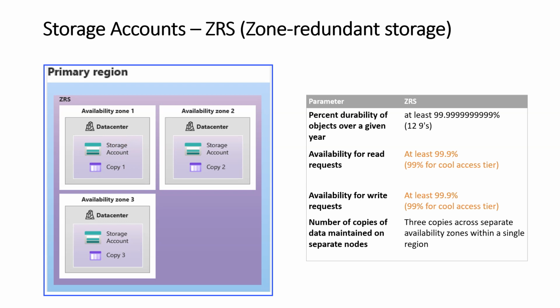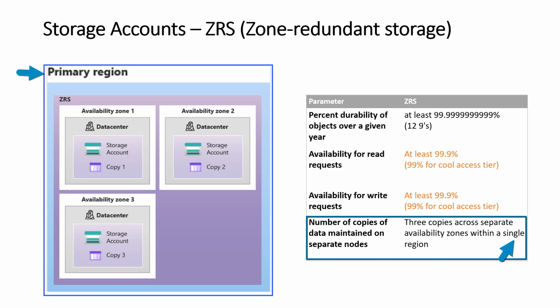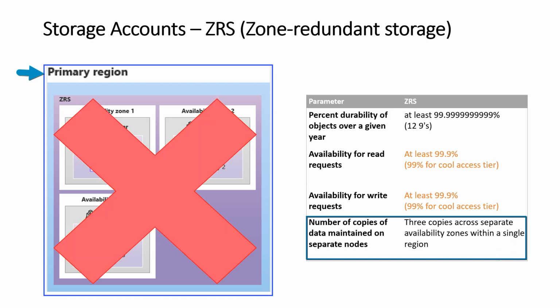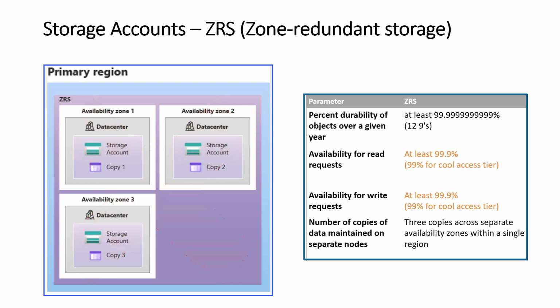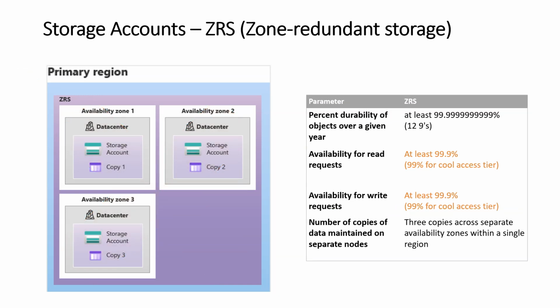So for the parameters of zone redundant storage, we are getting a durability of 12 nines. Availability of read and write requests is 99.9%. And for the number of copies, we are talking about 3 copies across separate availability zones, but within a single region. So we are still in the primary region. If the full region is down, then we are out of luck, but there are very slim chances of that. That's why you still see very high durability and availability. But there are options for multi-region also, which we are going to cover next.